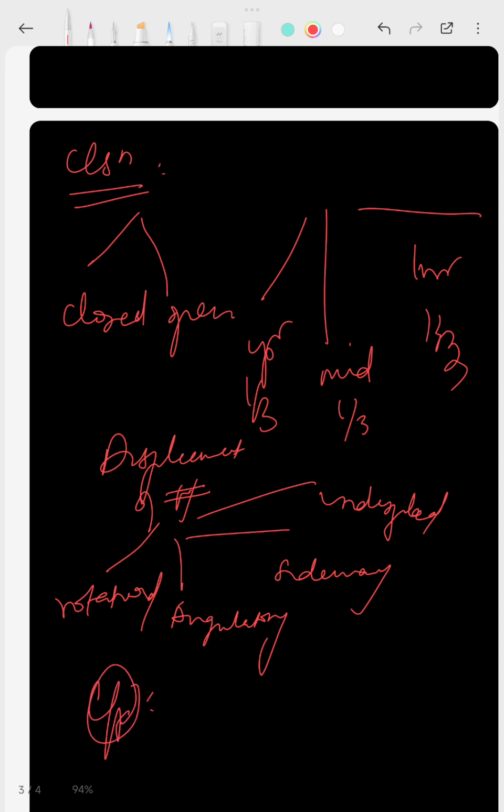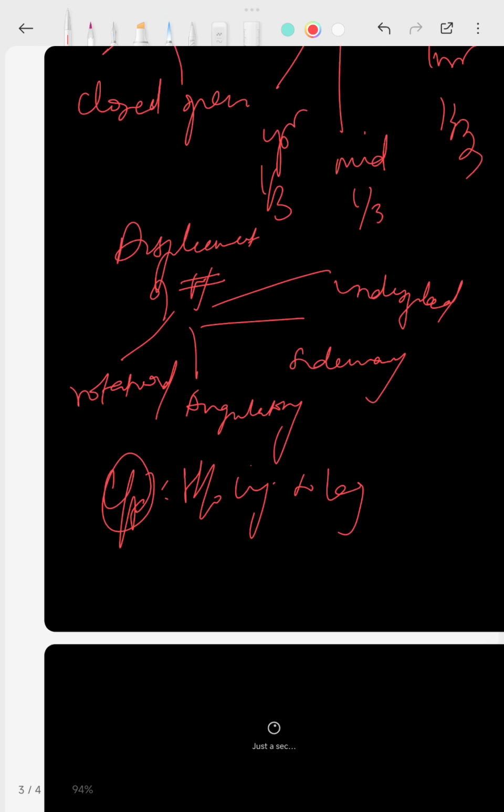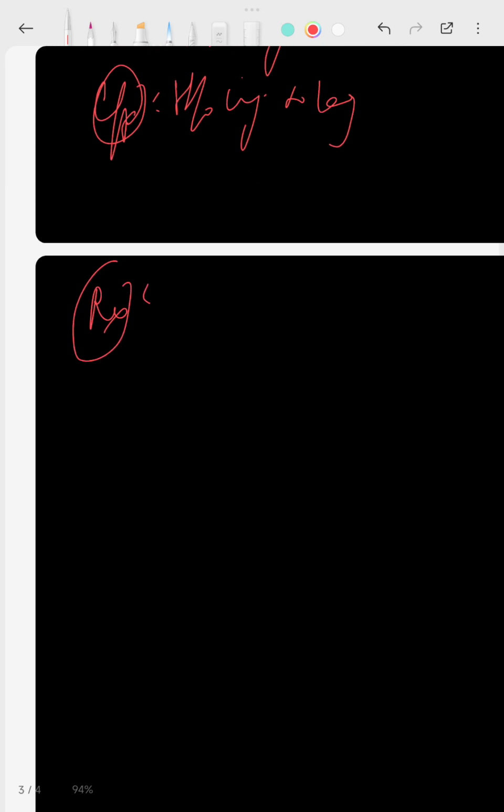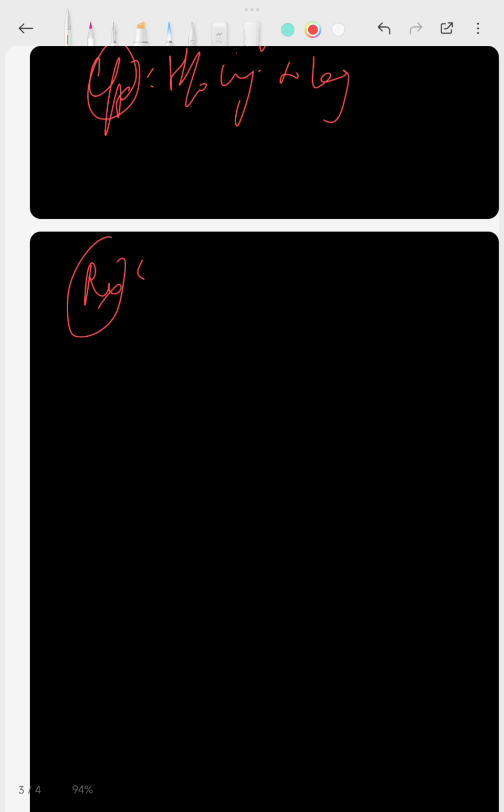Clinical features, there will be only one thing, history of injury to leg. That is the only feature. Other things are similar to other fractures. Your treatment is very important. It will change regarding closed and open fracture.